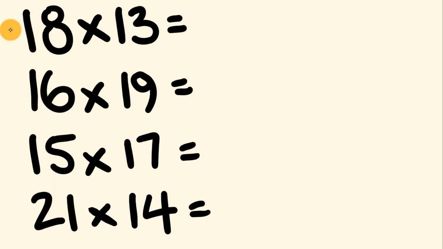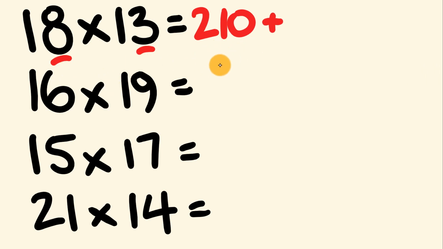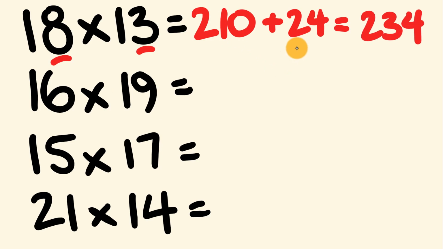We have 18 multiplied by 13, 16 multiplied by 19, 15 multiplied by 17, and 21 multiplied by 14. So let's start with the first of these, 18 multiplied by 13, where we have the units of 8 and 3 respectively. So 18 plus 3, we get the tens part of our answer, which is 210. 18 plus 3, 21, times 10 is 210. So plus 8 times 3, which is 24. So what do we get? We have 210 plus 24. We have our answer of 234.